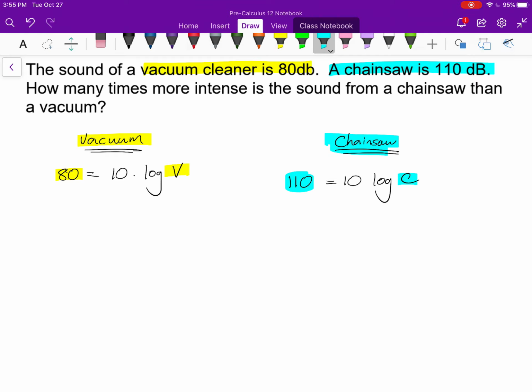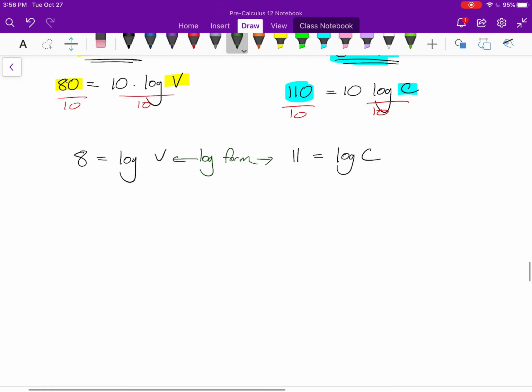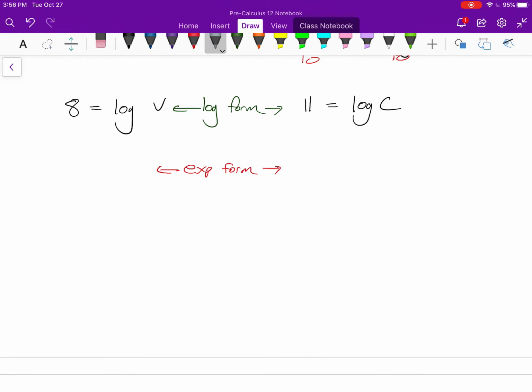Well, eventually I want to put these in exponential form. But right now, I've got this coefficient of 10 in front of each. That's pretty easy. Just divide both sides of each of these by 10. And so I have 8 equals the log of V, or I have 11 equals the log of C. These are in logarithmic form. Probably a lot easier if I put them in exponential form. And so in exponential form, each of these are log base 10, remember? I don't have to state that, so the one left becomes 10 to the power of 8 equals V.